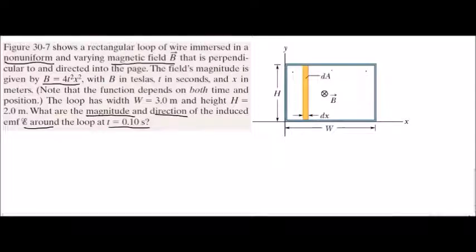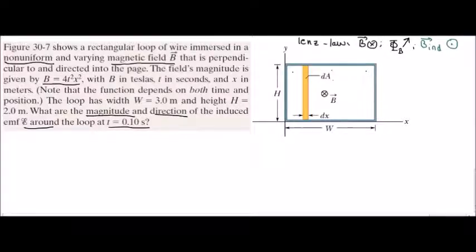So B, where is B? B is into the board. So let's use Lenz's law. Initial B is into the board. Is the flux increasing or decreasing? Well, B times the area, so this is increasing. Where is the induced field now? The induced field should be out of the board. It fights against this increase.